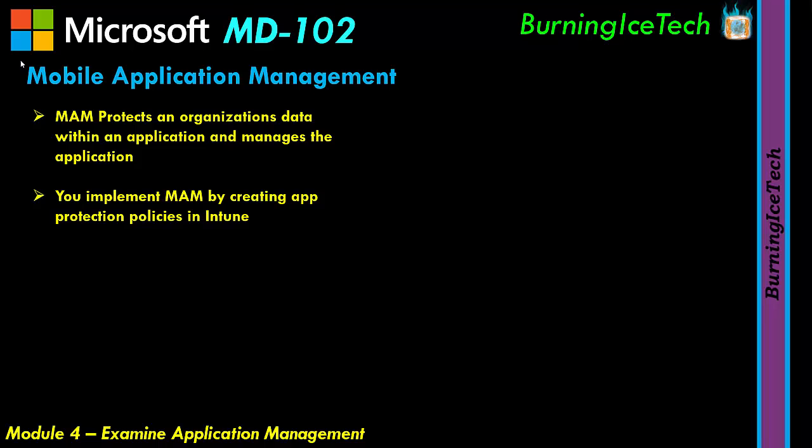So you need to apply this to a group in Intune. This can either be a user group or a device group. You need to apply it to a group. This is all stuff we have previously talked about in the other modules in this course.